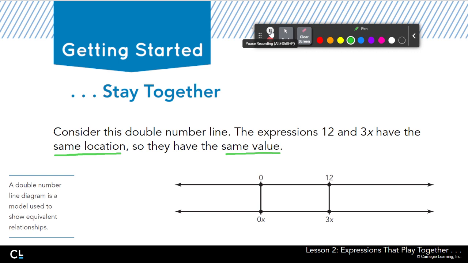Now, what do you think that means? They have the same location, so they have the same value. So that means that those two expressions, starts with an E, equal. That is correct.